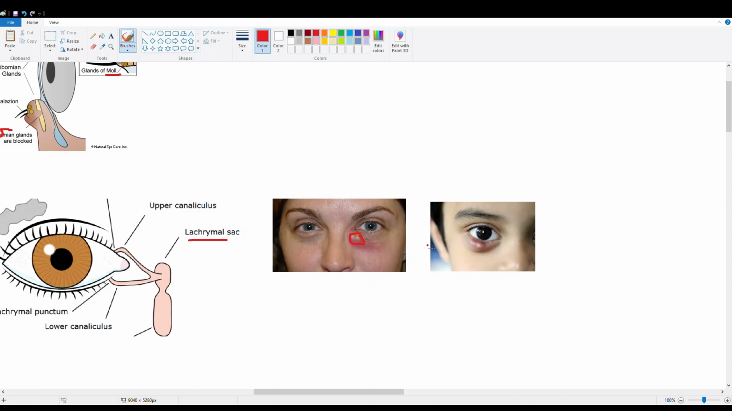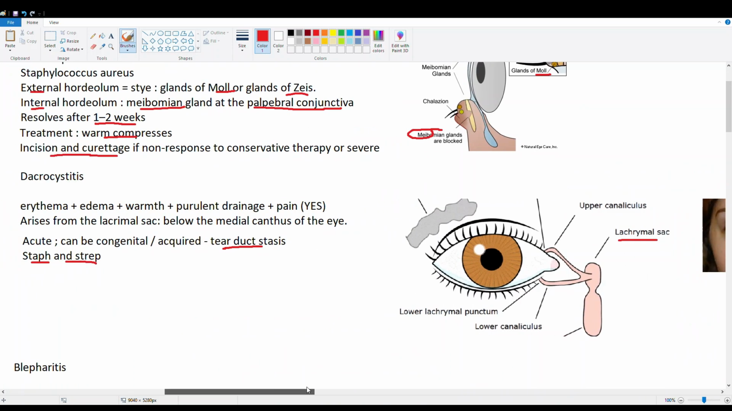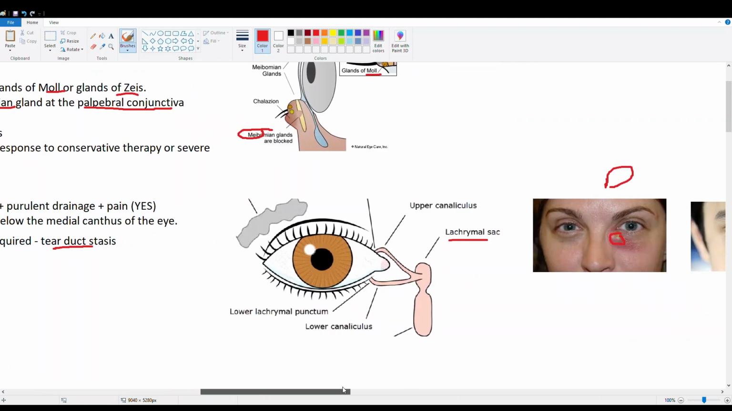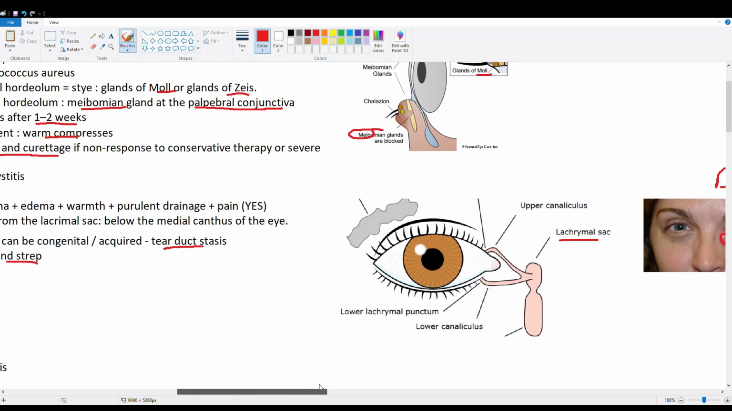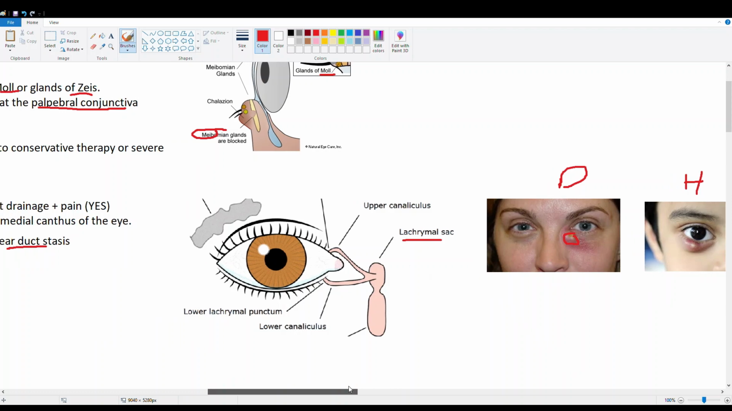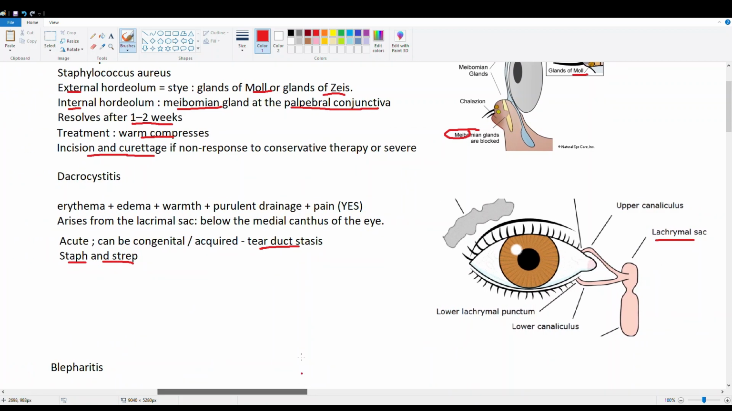This is just comparing a lower lid dacryocystitis versus a lower lid hordeolum. So here's the H, hordeolum, and here's the D for dacryocystitis. Just compare their locations, all right? So this is one of the main differentiators. Other than that, they're very similar, as we've seen before. We have erythema, edema, warmth, purulent drainage. All of them share characteristics, okay? So just watch out with positioning here. That'll differentiate it for you.